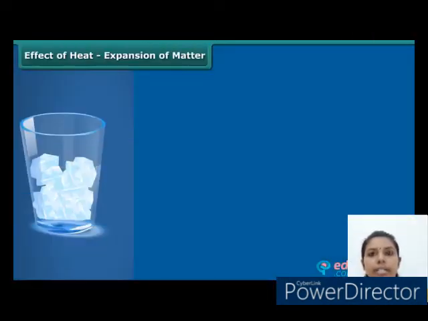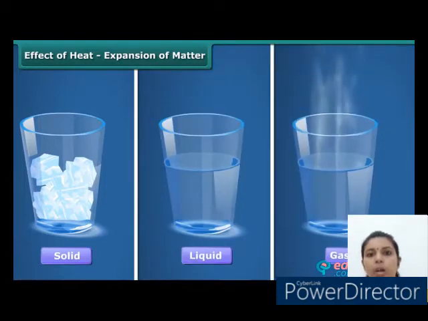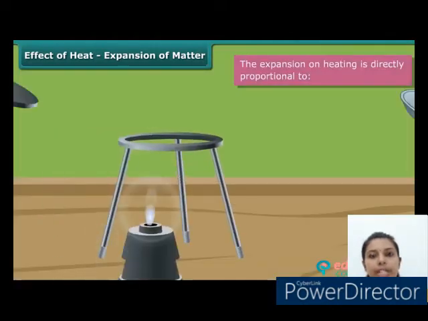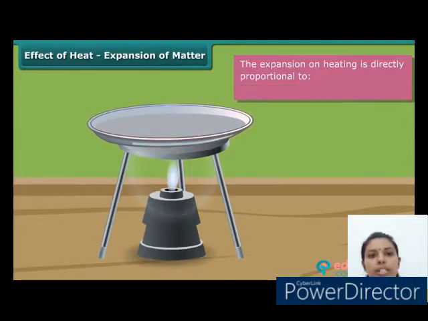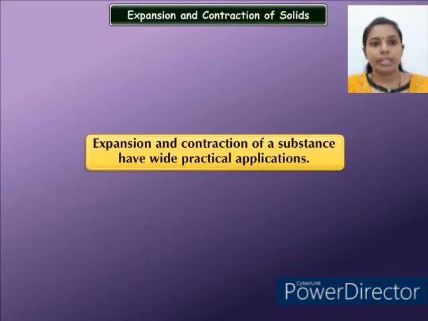Matter exists as solid, liquid and gas. All the three states of matter expand on heating. The expansion of matter depends on the temperature to which it is heated. In this case, when we heat this plate, the higher the temperature, the more the expansion. Expansion and contraction of a substance have wide practical applications.